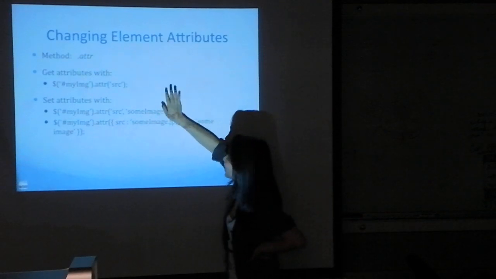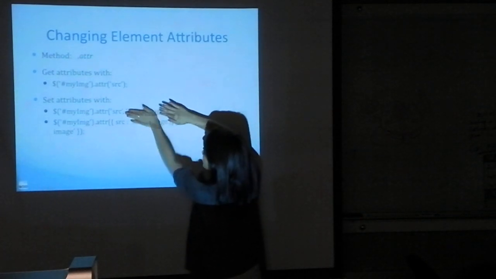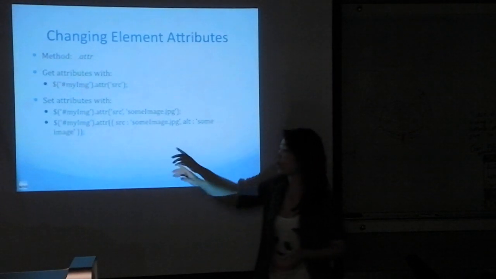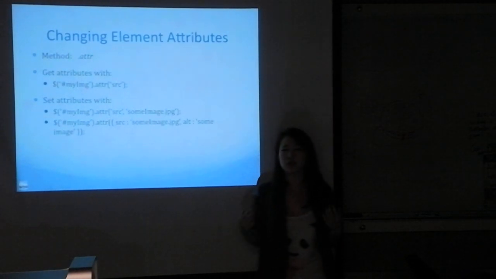Alternatively, you could get the attribute by just having one argument, so if you just said adder and then source, that would return the source of that thing. Or if you had two arguments, you could set it, but there's no way to really filter. You'd have to write custom JavaScript to search through for a certain thing.